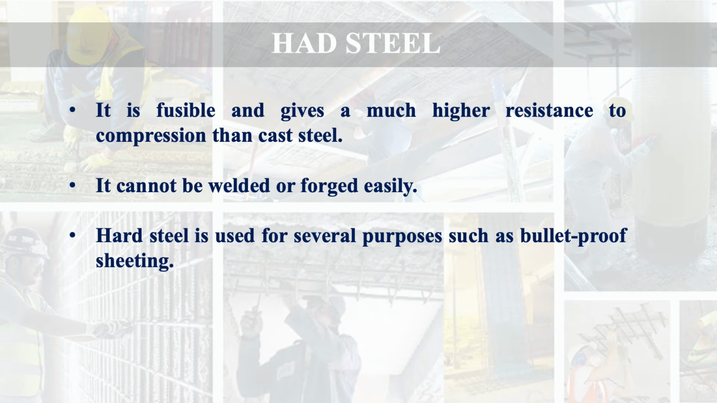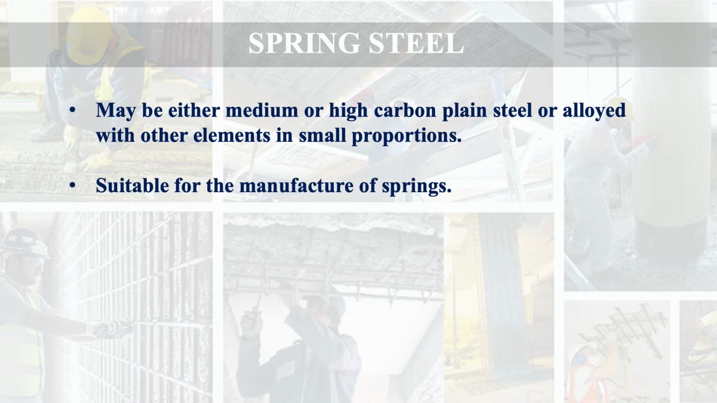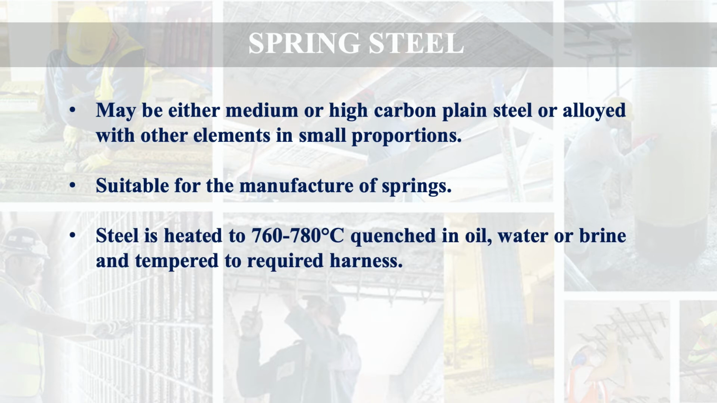Now let's look at spring steel. It may be either medium or high carbon plain steel or alloyed with other elements in small proportions. It is suitable for manufacture of springs. Steel is heated to 760 to 780 degrees centigrade, then quenched in oil, water or brine and tempered to required hardness to make this steel.